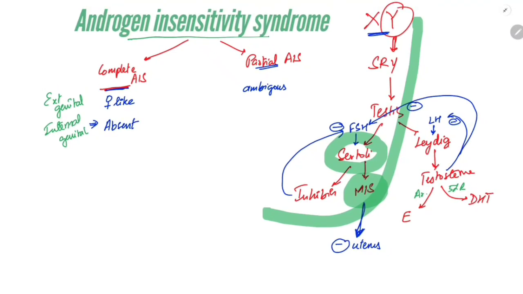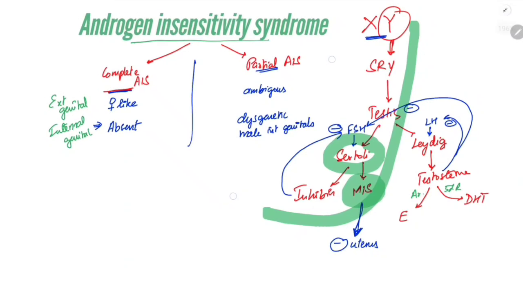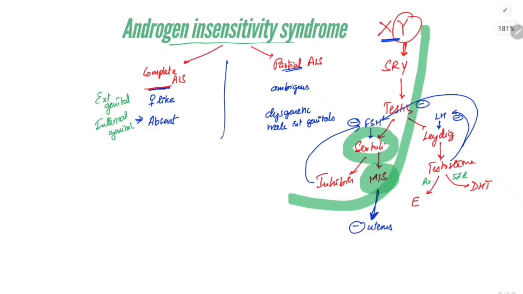In contrast, in partial AIS, there is some amount of testosterone activity. So testis-like structure will be formed. So there is dysgenetic male internal genitalia. So this is the main difference between complete and partial AIS. மற்ற எல்லாமே வந்து it is almost the same.